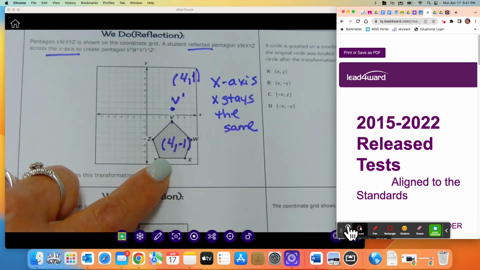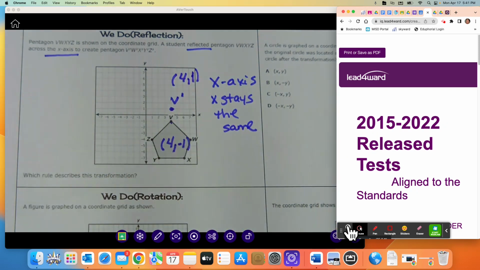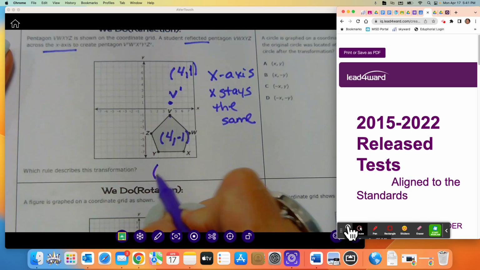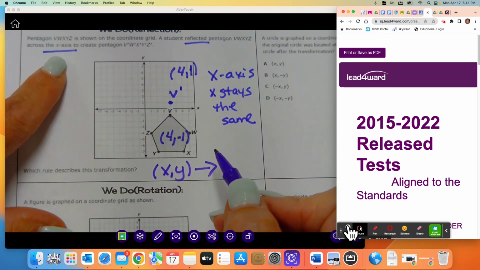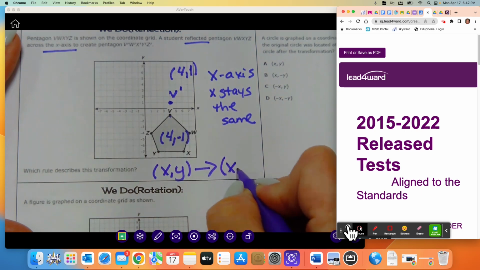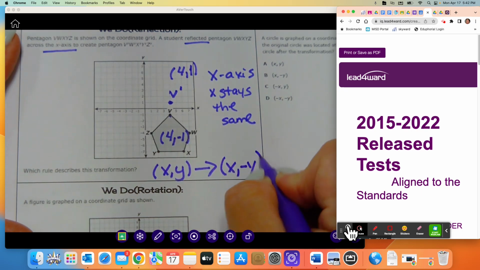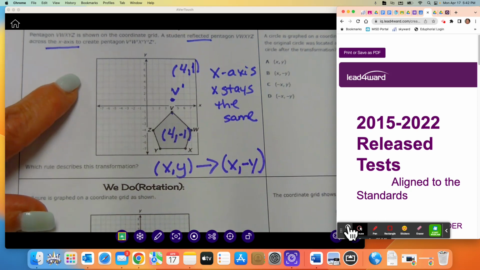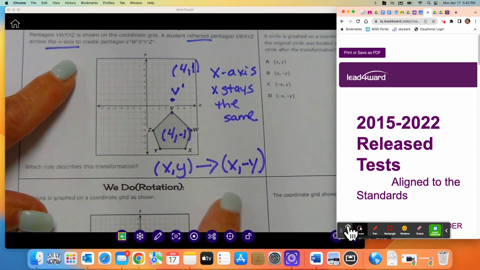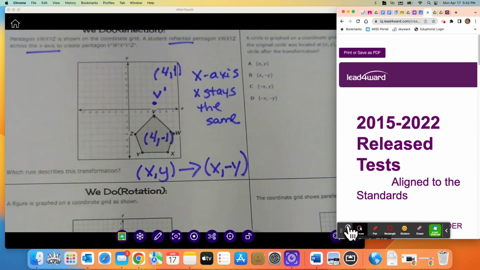So if you notice, my x has stayed the same, but my y changed to its opposite. So whichever axis you're reflecting across, it's the other one that changes to its opposite. So that rule would be x comma y. It's across the x-axis, so my x stays the same, but my y changes to its opposite. Okay? X-axis, x stays the same, y changes to its opposite.